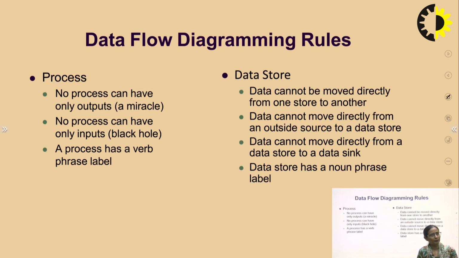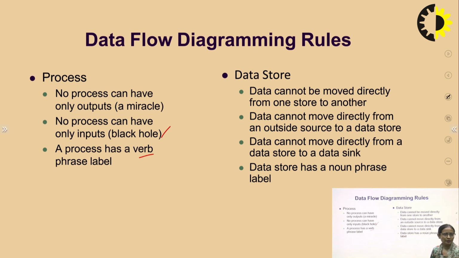When we talk about the process, what rules need to be followed? No process can have only output; it should have input as well as output. No process can have only input. If it has only input, it is acting as a black hole. A process has a verb; for a process you always use a verb.